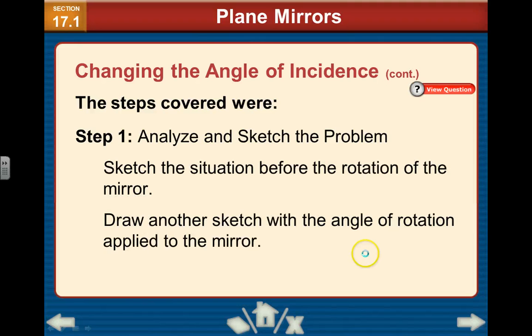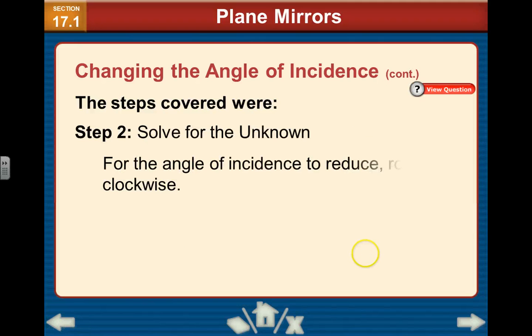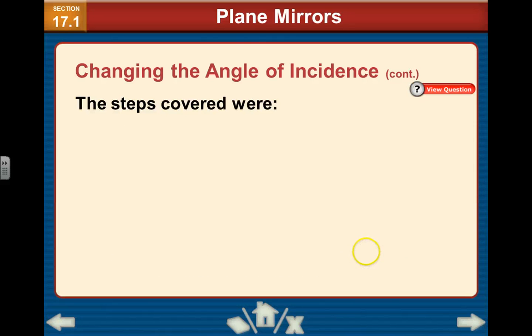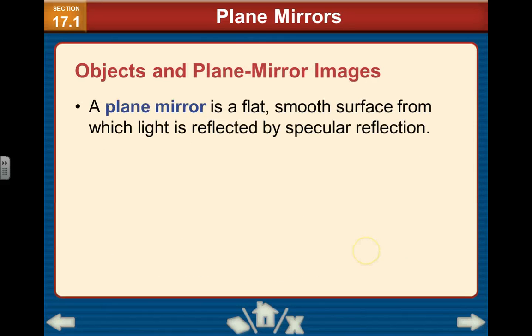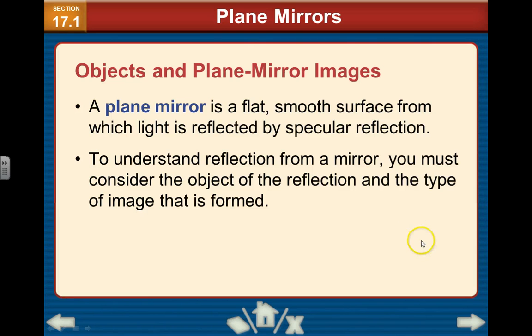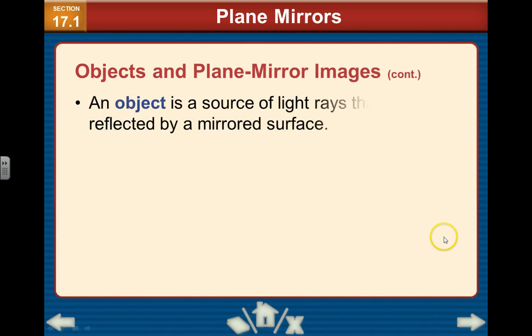And we did all of our steps, and it looks reasonable, which kind of leads me into where we really want to talk about today, and that is objects in a mirror. So again, we're talking about a specular reflection. We must consider the object of the reflection and the type of image. So we're going to be talking about this idea of image and virtual image.